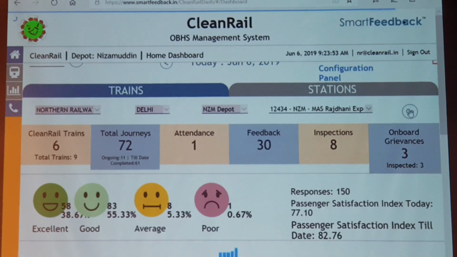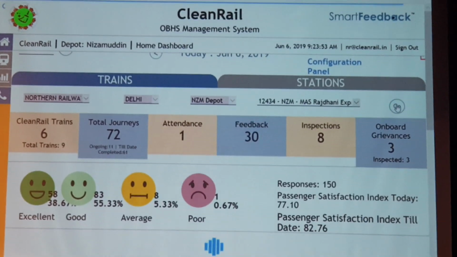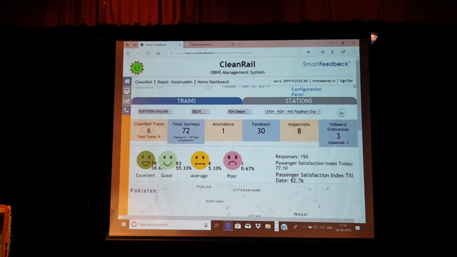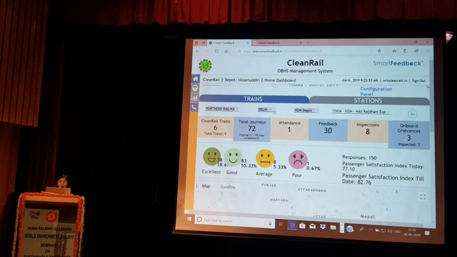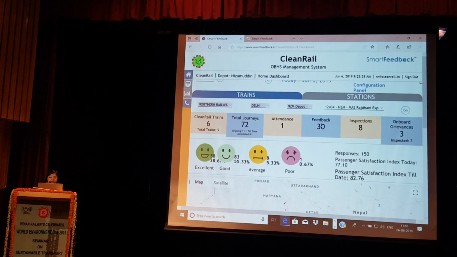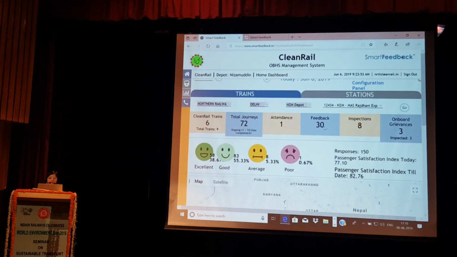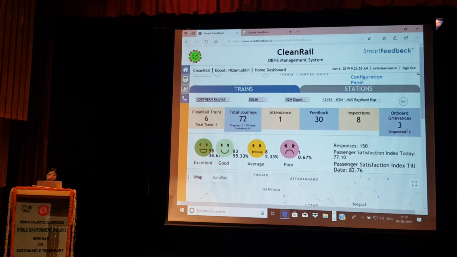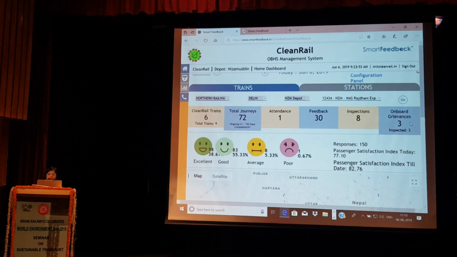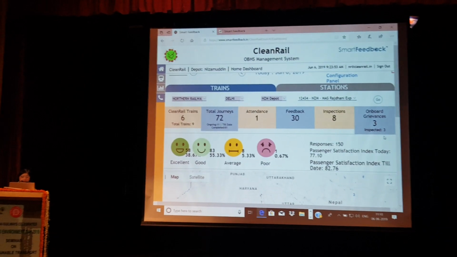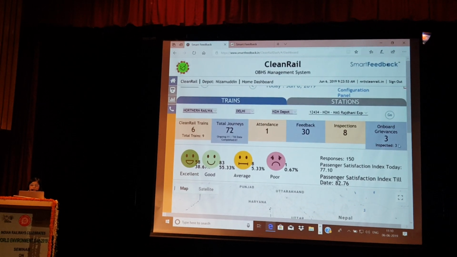So the data has been structured so that you can look at all of the trains that are running at any given point of time, or you can choose by the depot and look at specific trains' data. So in this particular train, we can see that we have collected 30 feedbacks. Inspections have happened 8 times. Three onboard grievances have been received, and it has been inspected by the onboard supervisor.